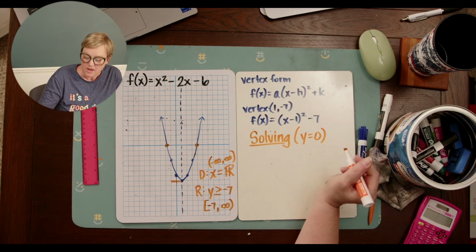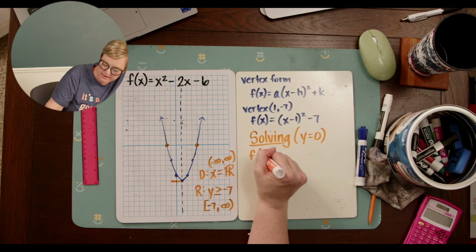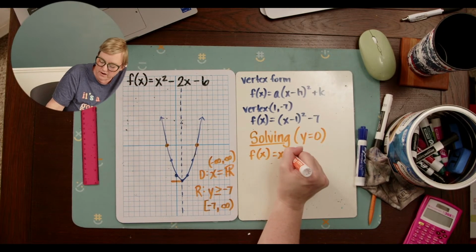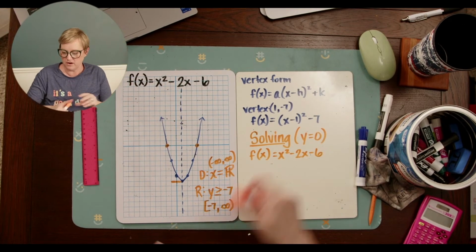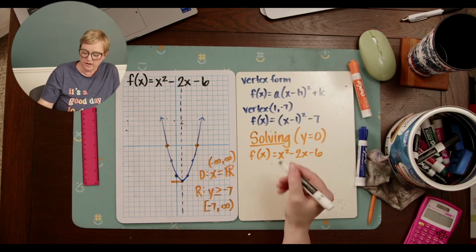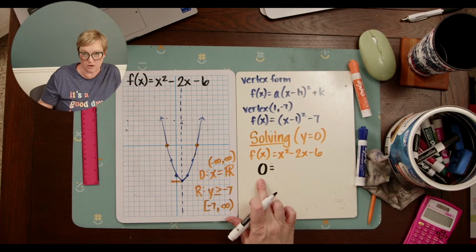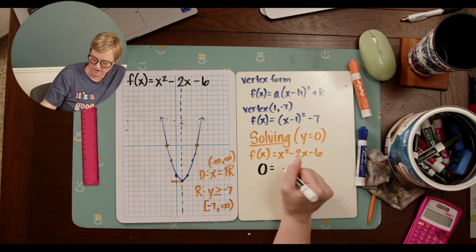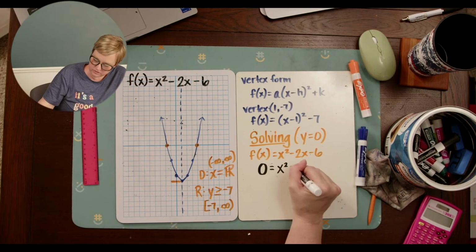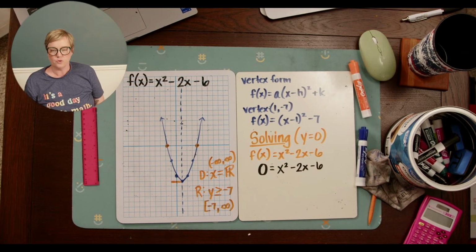So if you are given a quadratic like this, where you have f of x equals x squared minus 2x minus 6, and you are asked to solve it, you are being asked to find where the y is 0, so f of x is 0, not f of 0, but f of x is 0. X squared minus 2x minus 6. So we are going to solve this. You can solve this in a few different ways.